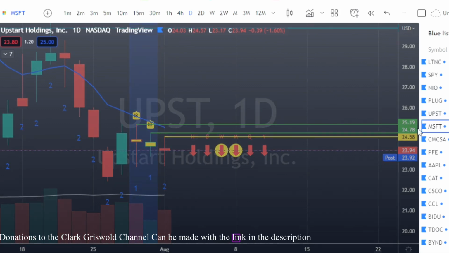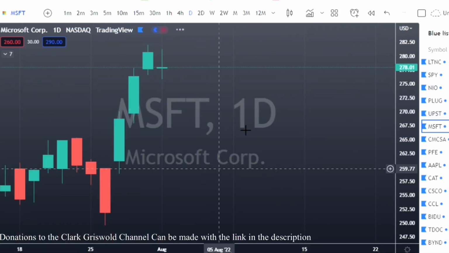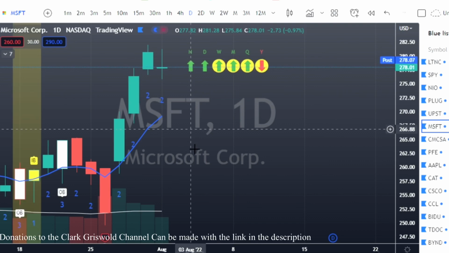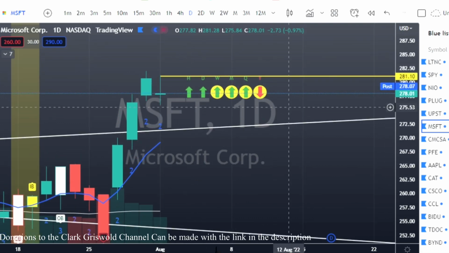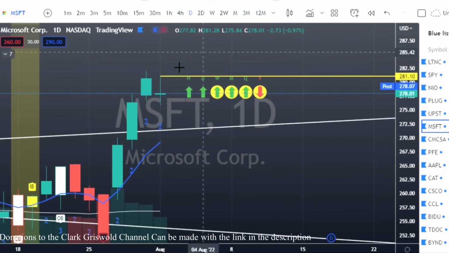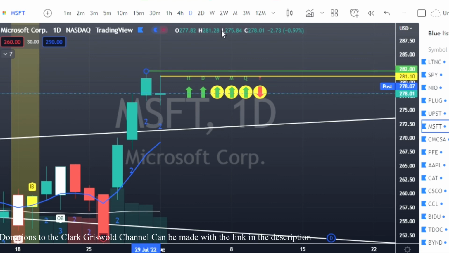Number 3 of the top 5, Microsoft, Mr. Softy, MSFT, 2 down green. We're going to look for calls at 281.10 on Microsoft. First target, 282. Okay? That's number 3.